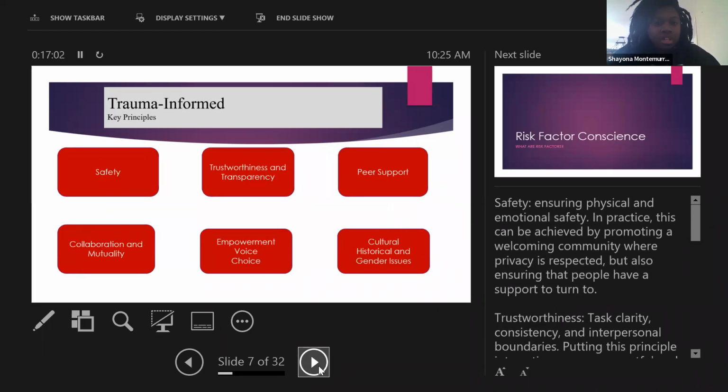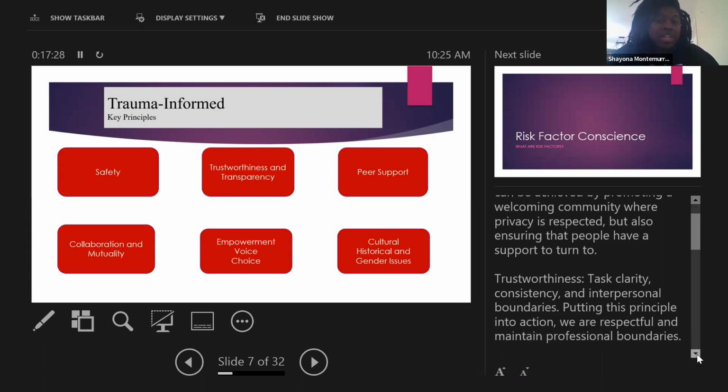Next page. Key principles of trauma-informed approach. First, we have safety. We want to ensure physical and emotional safety. In practice, this can be achieved by promoting a welcoming community where privacy is respected, but also ensuring that people have a support system to turn to, and if not, helping to create a support system.